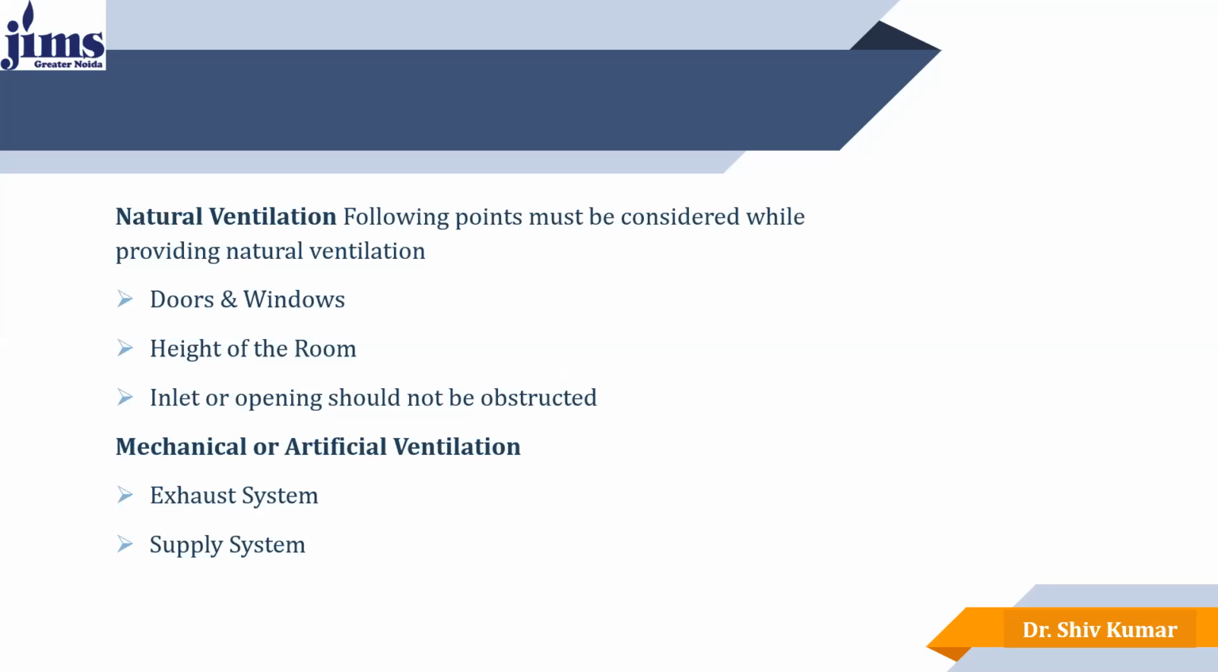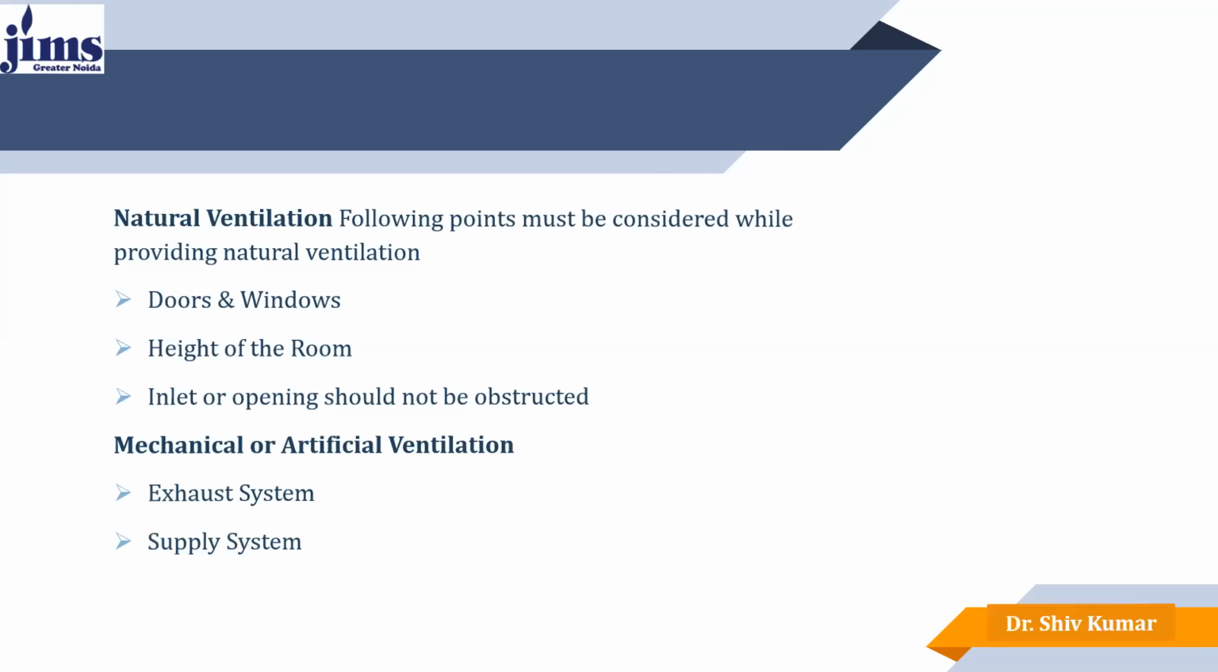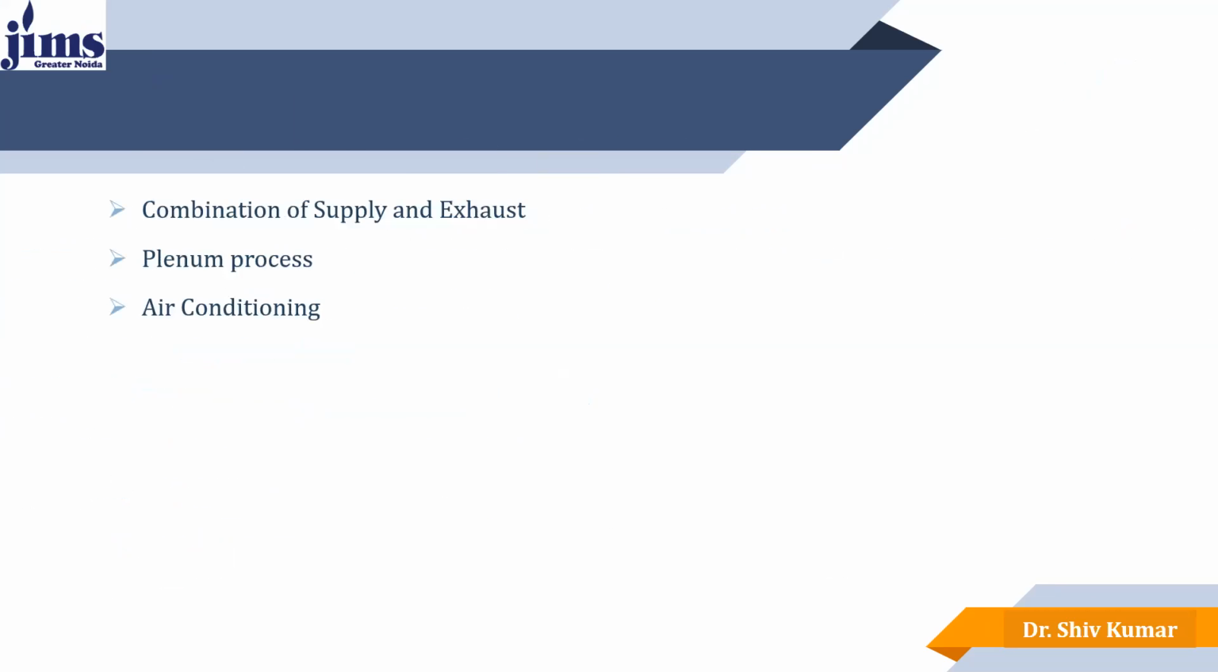But in the industry, where the production is going on, a number of employees are working under one roof, there an exhaust system is required. Besides that, a supply system is also required, either a fan or a cooler, which we can provide just to provide the fresh air from outside. Next is the combination of supply and exhaust under this mechanical or artificial process. Next is the plenum process, and then the last one is air conditioning.